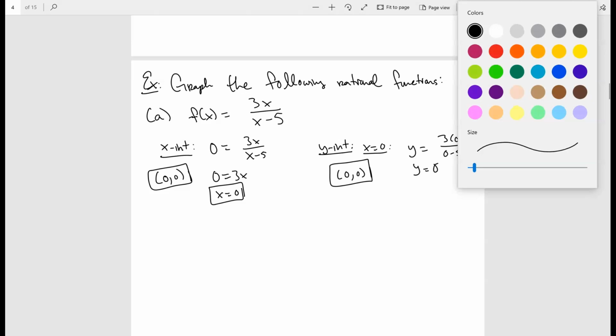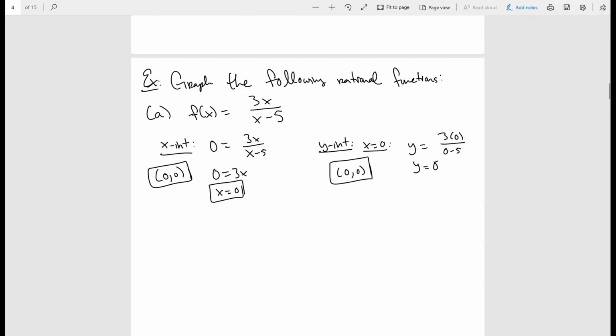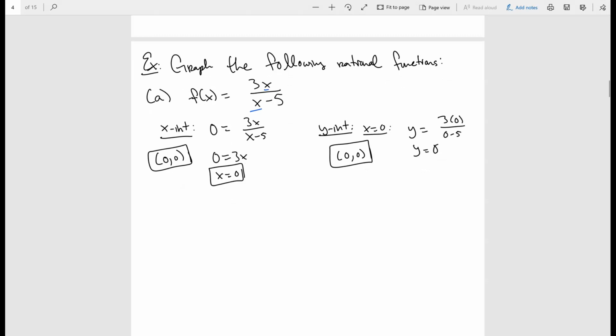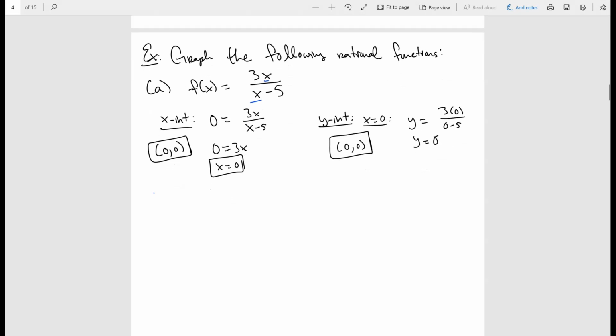Now, clearly there's no holes because nothing is going to cancel out. Do not cancel out these x's. That's wrong. That is a really bad mistake because these are not factors. The bottom ones are terms. The top part is multiplication. All right, so here we're going to have a vertical asymptote.